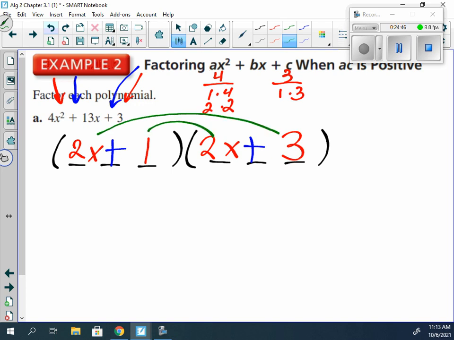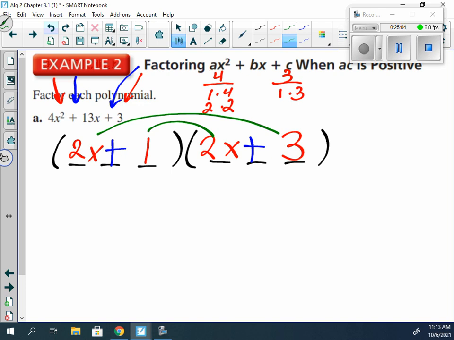Well, 2x times 2x, well, 2 times 2 is 4, x times x gives me x squared. Yes, we expected that because that's how we got 2x and 2x. 1 times 3 will give me 3, because how did we find 1 and 3? Well, they are the two numbers that multiply together to give me 3.